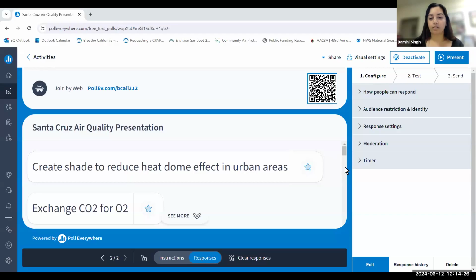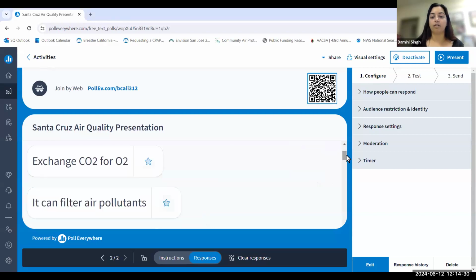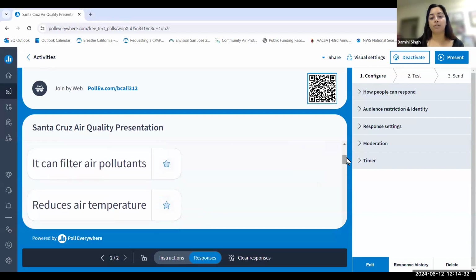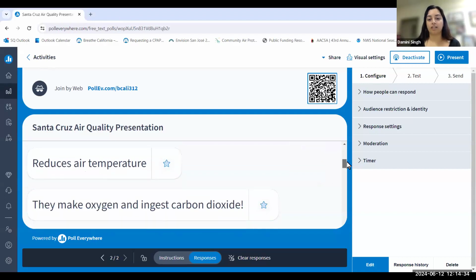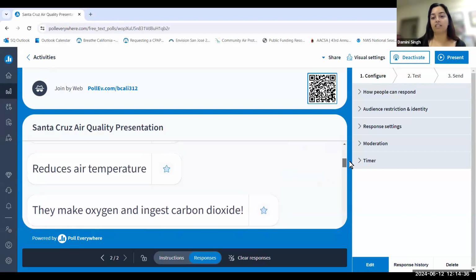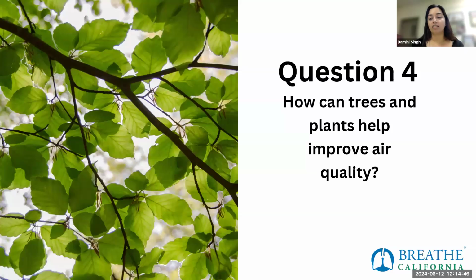Create shade to reduce the heat dome effect in urban areas. Yep. Exchange CO2 for O2, filter air pollutants, reduce air temperature, make oxygen and ingest carbon dioxide. Yep. So all of these are absolutely correct. Trees absorb harmful pollutants and greenhouse gases through their leaves and bark and remove tons of pollutants every year. So yeah, thank you so much for participating in our activity. And now we'll get into the presentation.